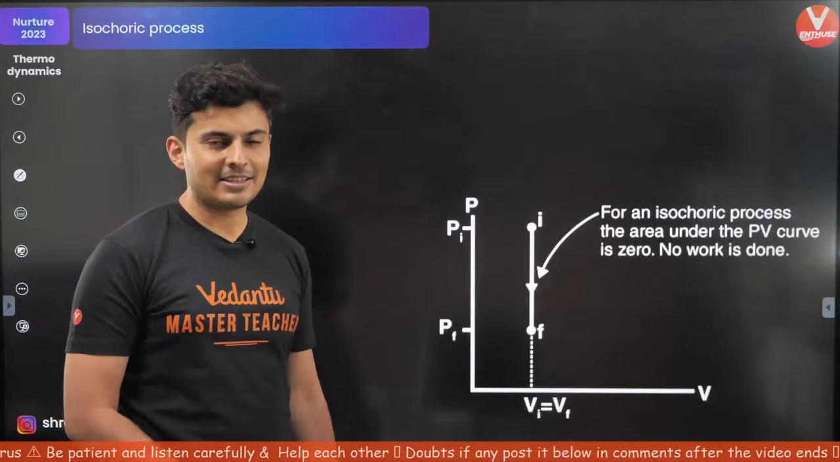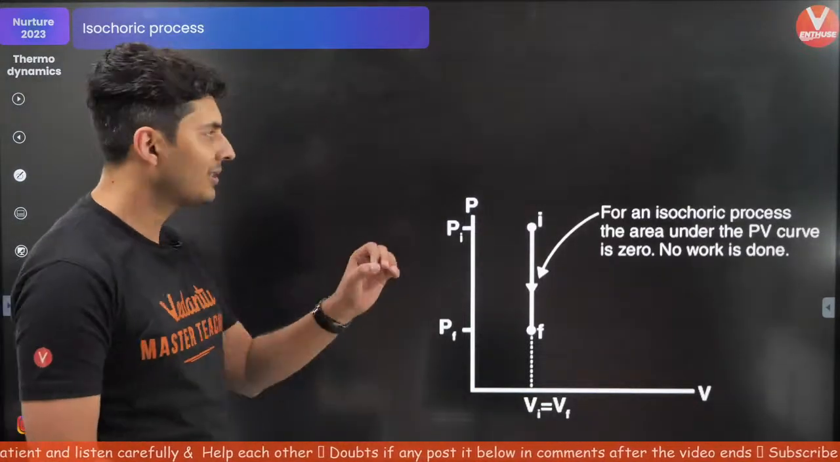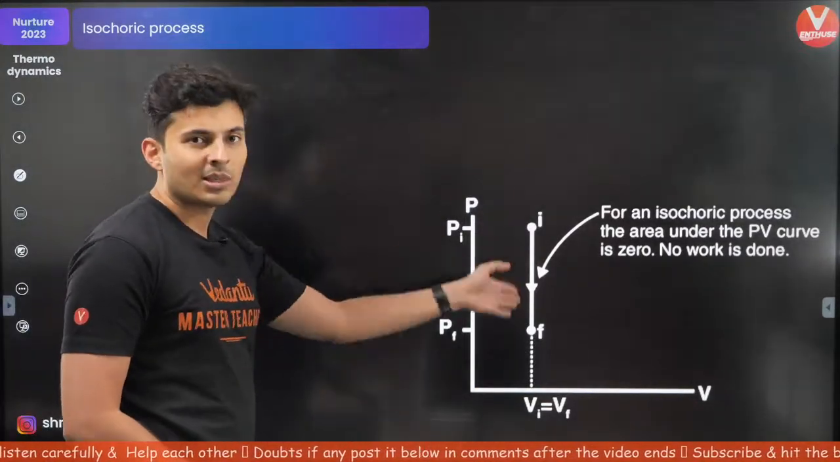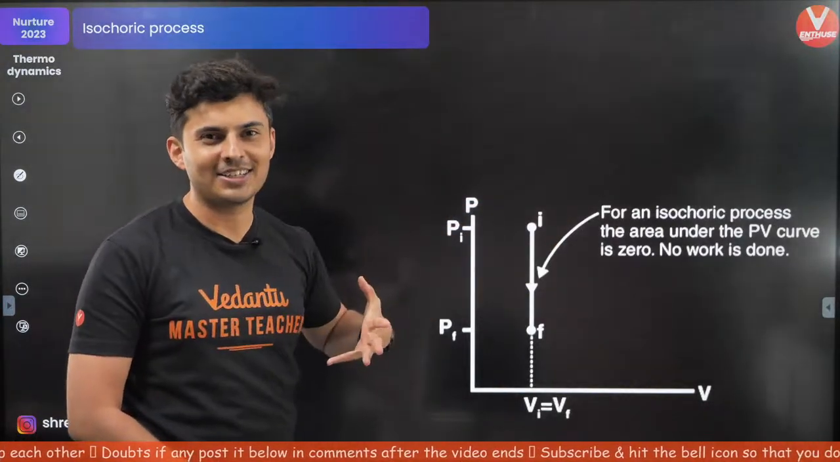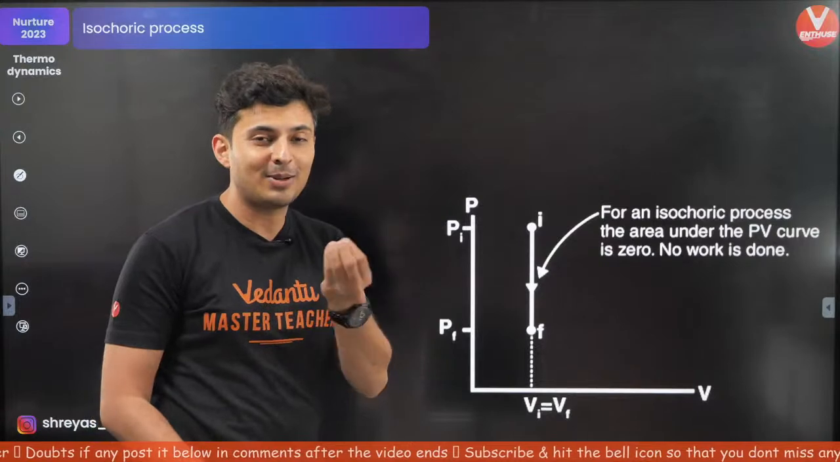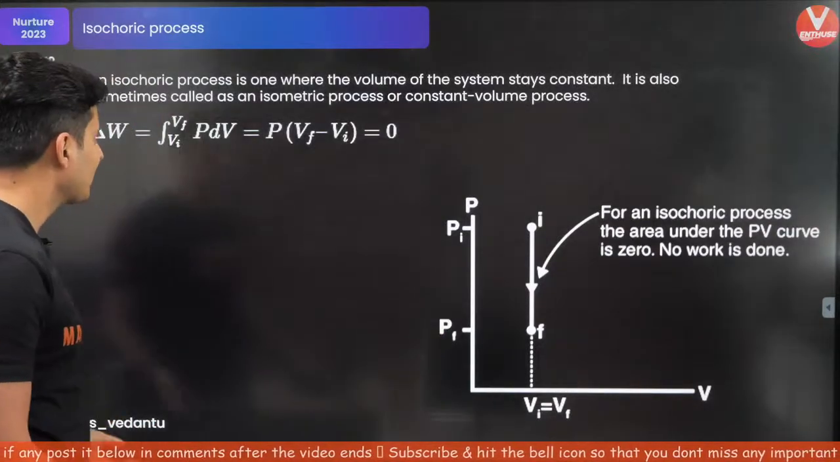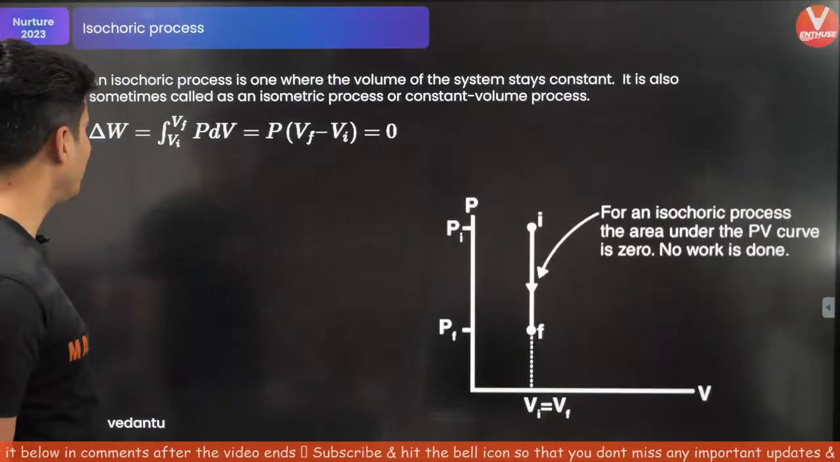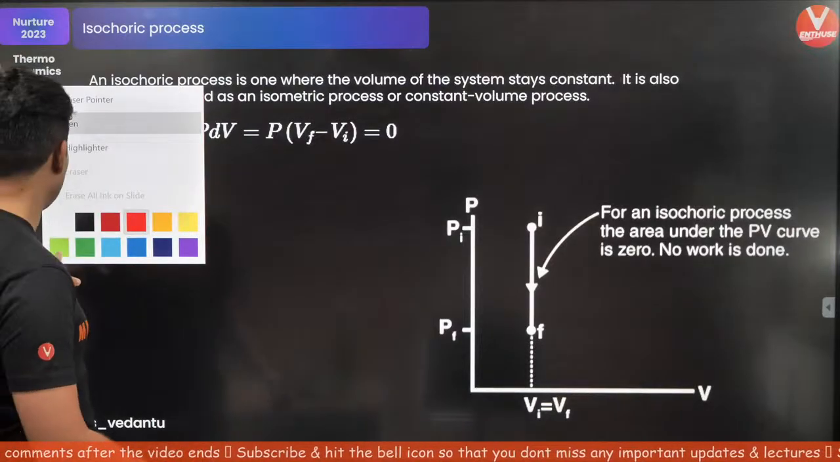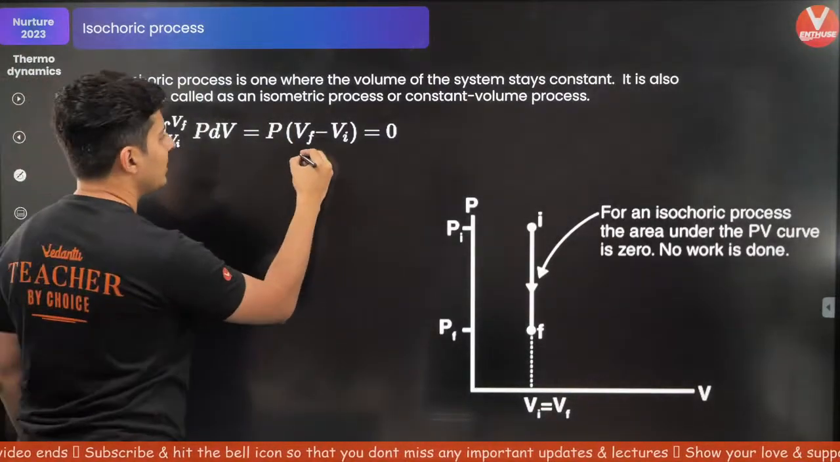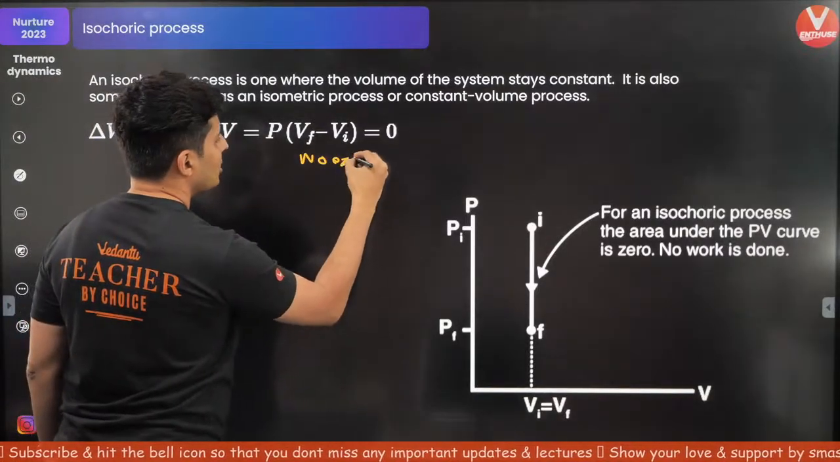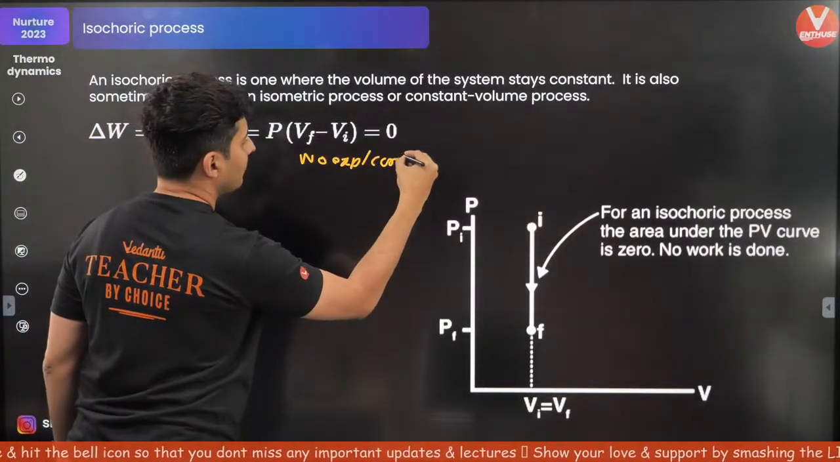Isochoric is one of the easiest and lovely processes because the work done is zero. Because volume is constant. If volume is constant, no expansion, no contraction. Work is done only when there is expansion and contraction. So no work done. Things are very, very simple. So here is what I'm going to say. The work done is zero, as simple as that, because there is no expansion or contraction.